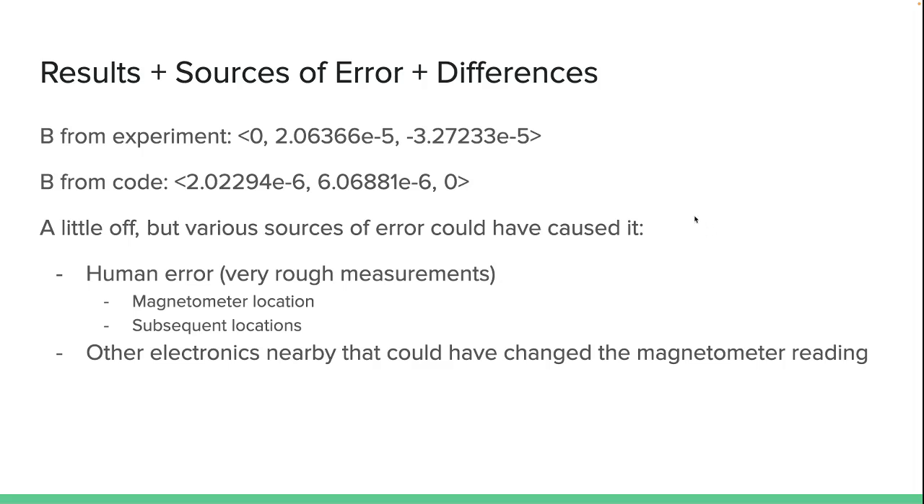The result from the experiment was my magnetic field, and then from the code, I guess they're a bit off, but there are a few sources of error. For example, human error, so the magnetometer location, and calculating the various other locations on a meter stick. It was very crude measurements. And additionally, other electronics nearby could have changed the magnetometer reading.